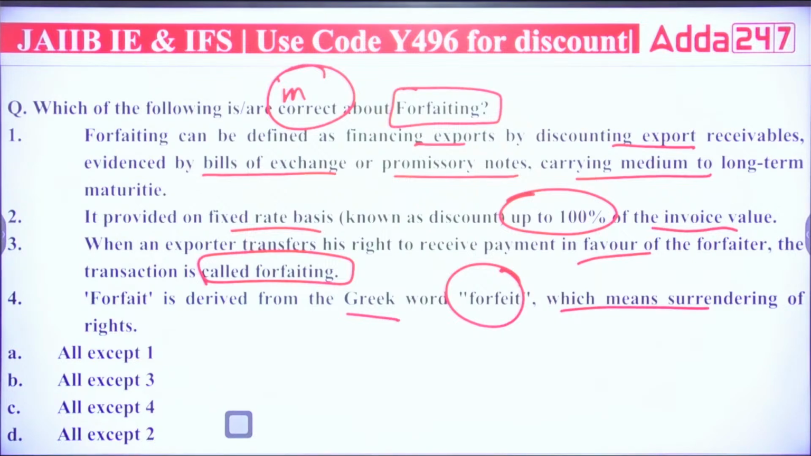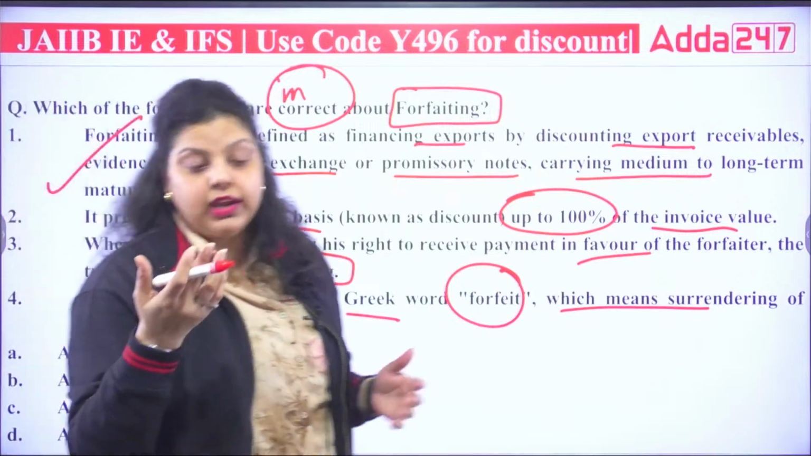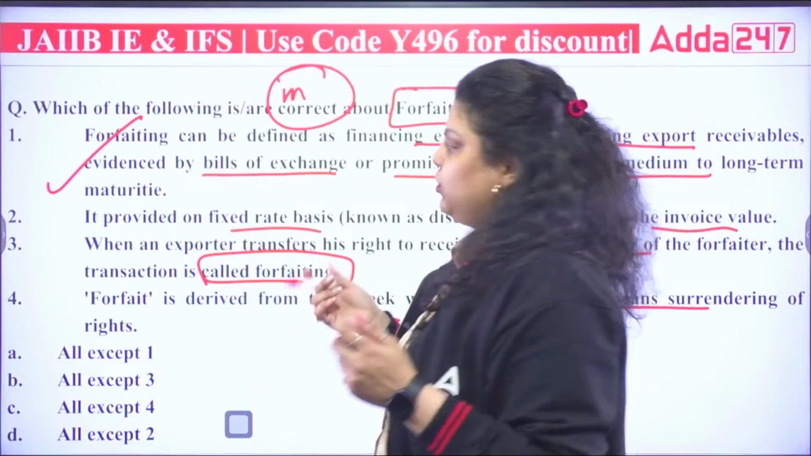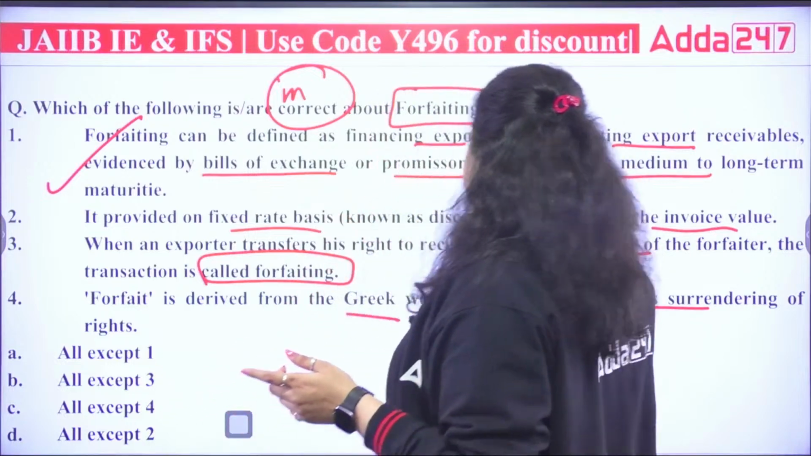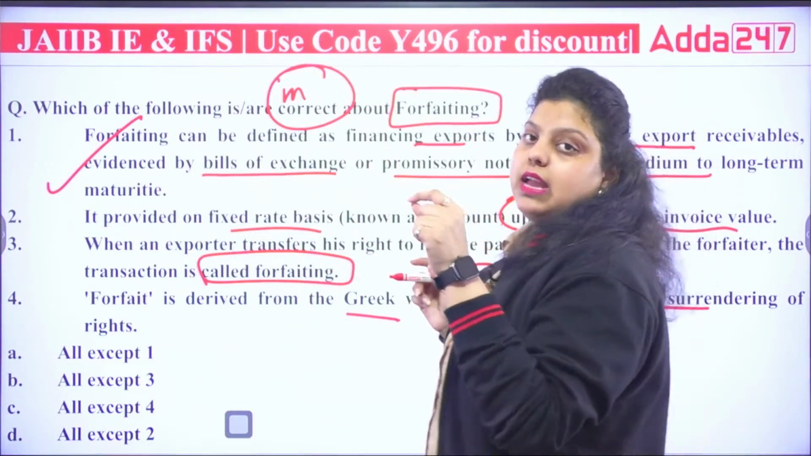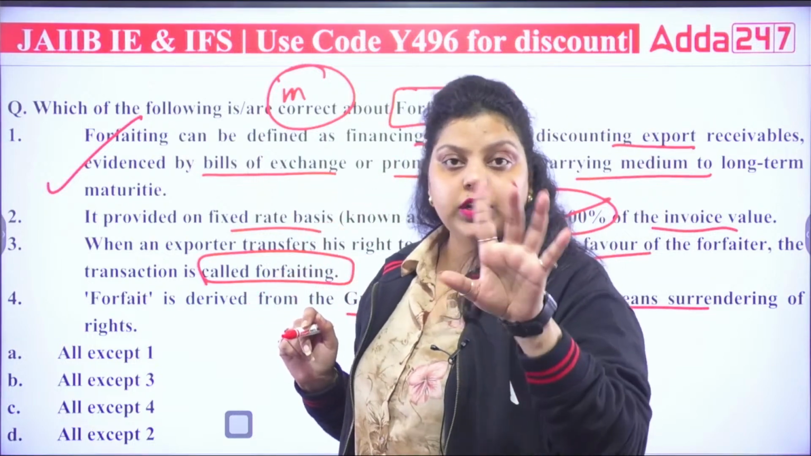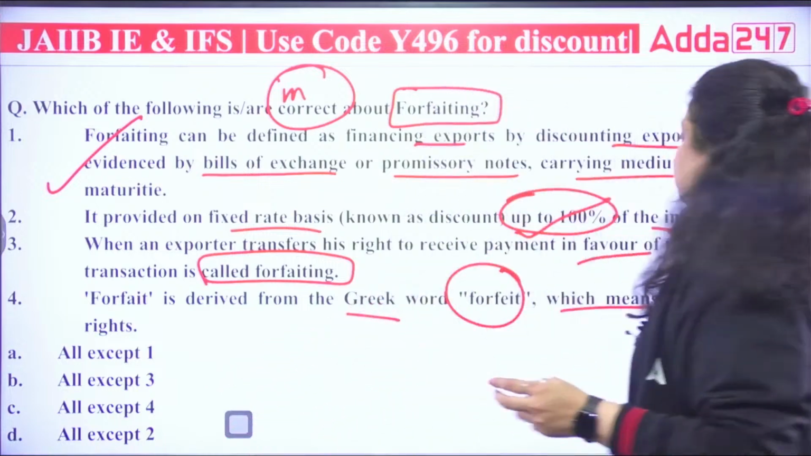So the first one is very much correct, like you are financing the export by taking the trade bills or the invoice of the contract. You are taking that contract invoice and you are providing immediate cash to the exporter. That is true. It provides a fixed rate basis up to 100%. Like in factoring, we have discussed 75 to 80% immediate cash will be available. But in forfeiting, you will get 100% cash available. So this is also true.